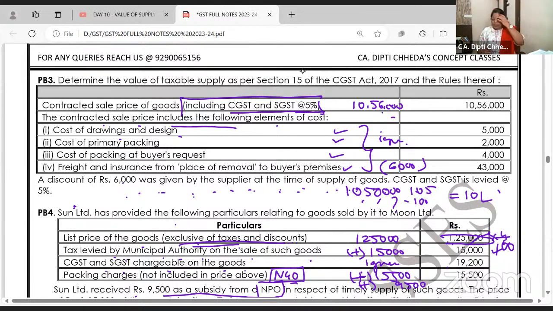Online students are able to comment or not? If you comment, I'll come to know. गुमनाम रहना है, ठीक है, आपकी मर्जी.